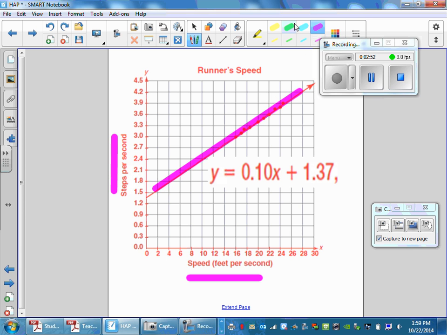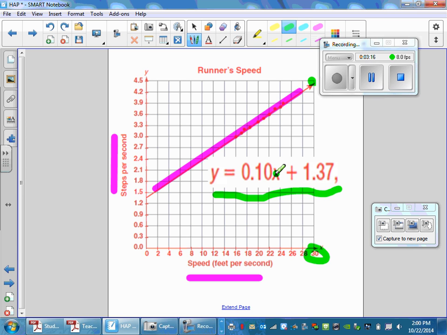And then it gives an equation. So this is the equation of that line. Tomorrow I might show you how to find the equation of the line with a graphing calculator, but I'm just going to give it to you today. So if I wanted you to predict what would happen at 30, you would plug in 30 for x.